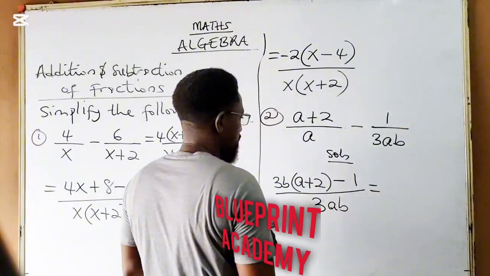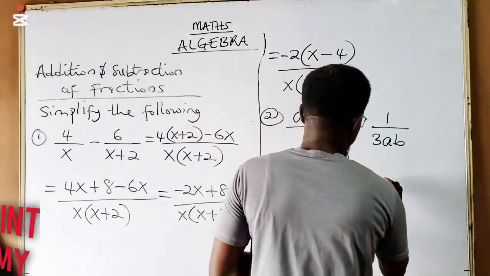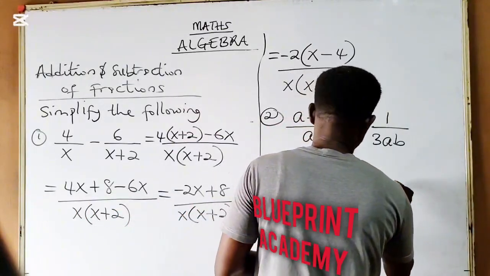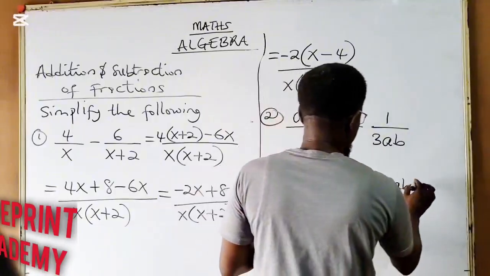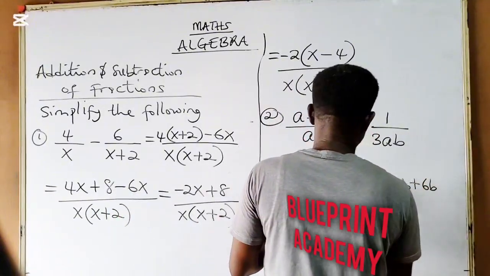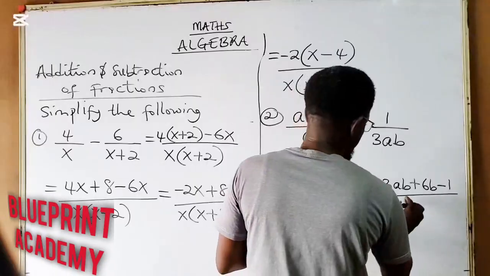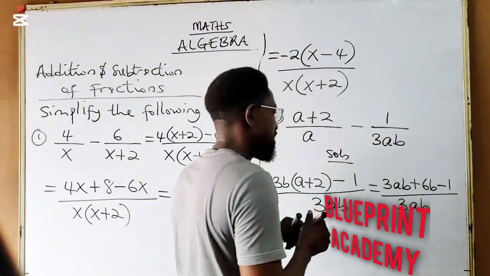So we open a bracket now. We have 3b times a, that will give us 3ab. Then 3b times 2 will give us 6b. Then we have minus 1, all over 3ab. Now we've combined that.